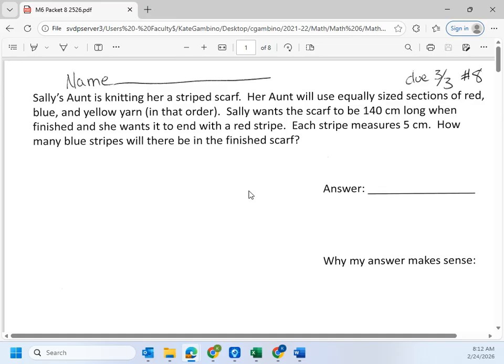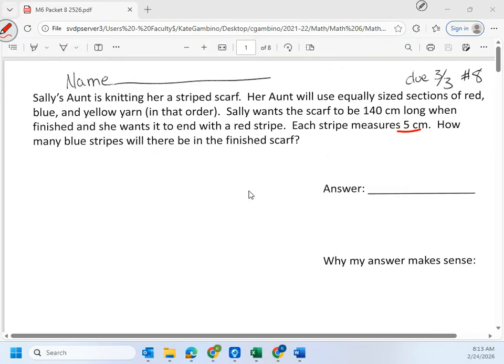So we know she wants it to be 140 centimeters long, and each of those sections is going to be 5 centimeters long. So the first thing we want to do is divide that scarf up into those 5-centimeter sections for those colors. Then we need to figure out how many sections there are going to be, and how much of each color. So remember, there are 3 colors. So what are we going to divide that into?